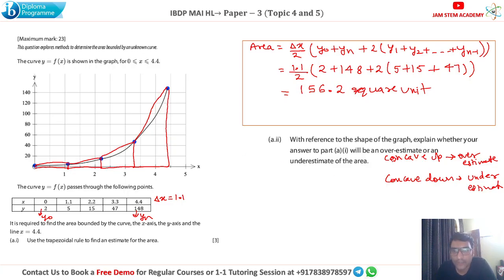So in this question we have concavity upward. So our area will be overestimated, as you can see over here. This is going to be our answer, and I can show you. See, this portion is the overestimated portion here. That's why overestimation is there.